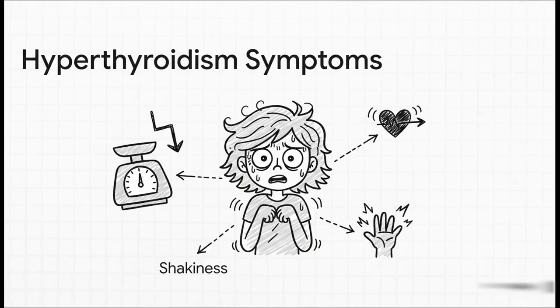So what happens when that engine is just redlining all the time? Well, exactly what you'd expect. Everything speeds up. We're talking about losing weight without trying, a heart that's racing, feeling shaky, those tremors, lots of sweating and anxiety. And then there's that really classic sign you might see, bulging eyes. That's a big clue for something called Graves' disease, which is a super common cause of hyperthyroidism.